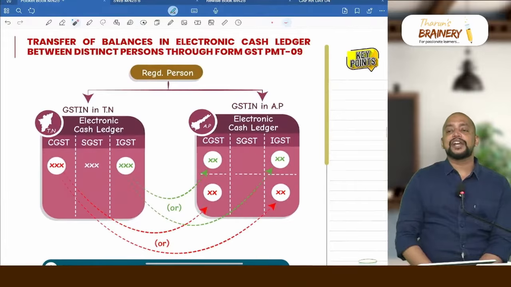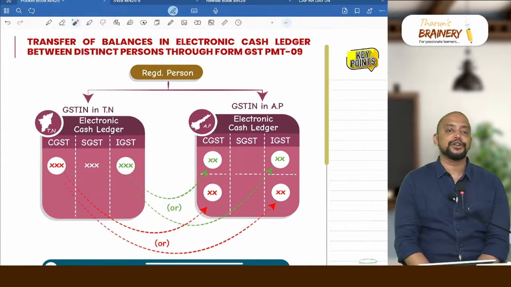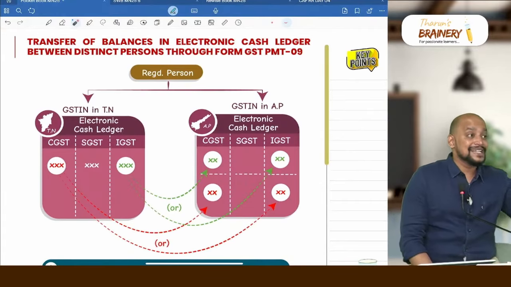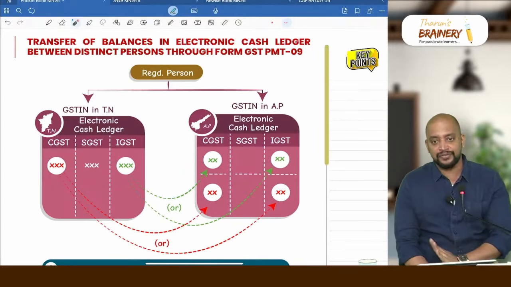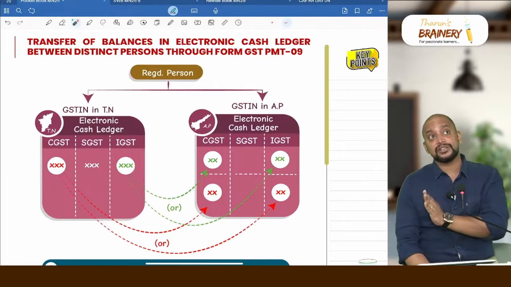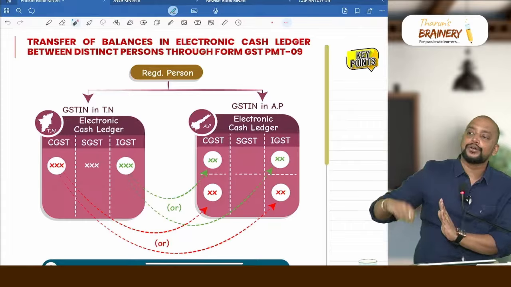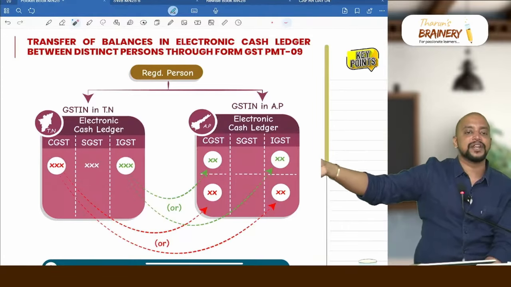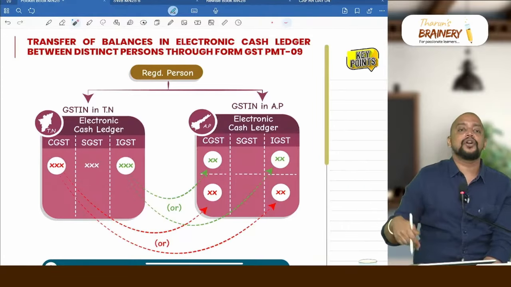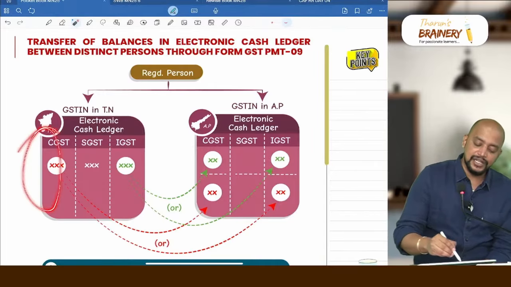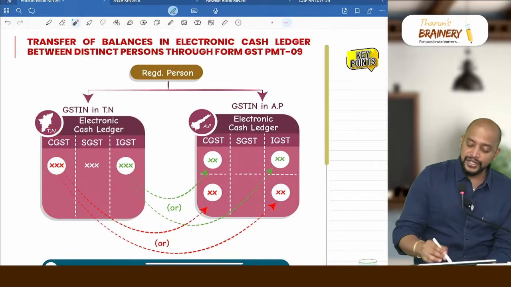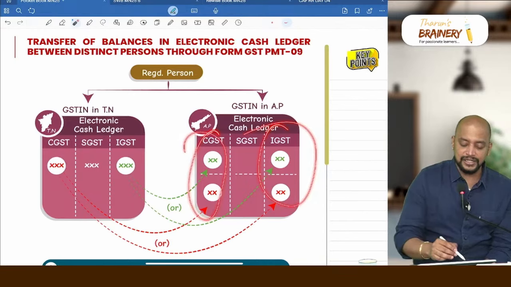But while shifting the cash ledger balance, 2 important points you need to keep in mind. Point number 1, SGST balance cannot be shifted. And CGST, IGST balance cannot be shifted to the SGST head of the distinct person, because this provision they have not enabled in the SGST Act. So CGST, IGST can be shifted to CGST, IGST.